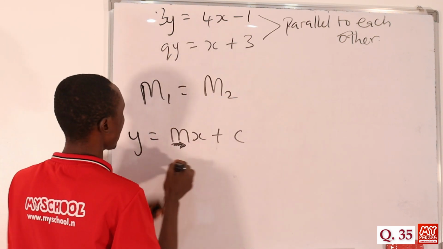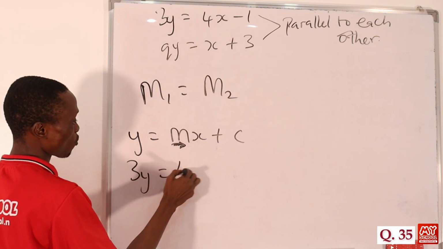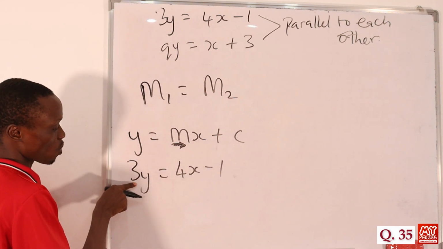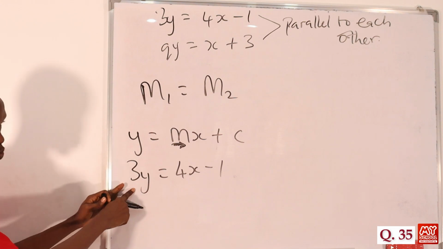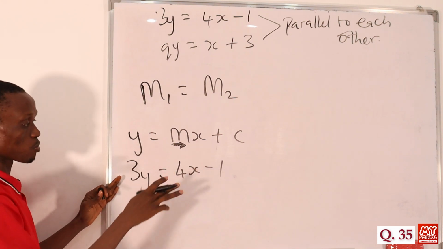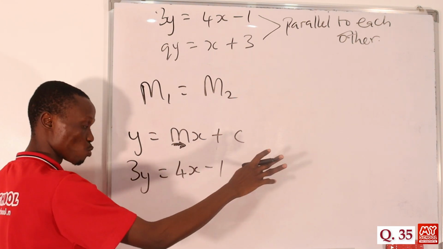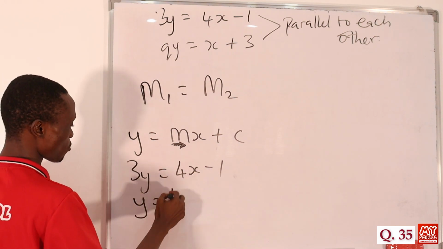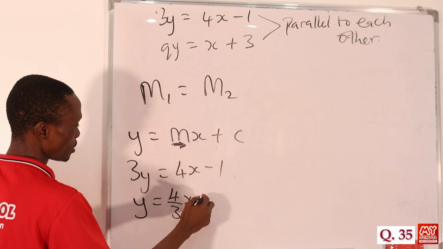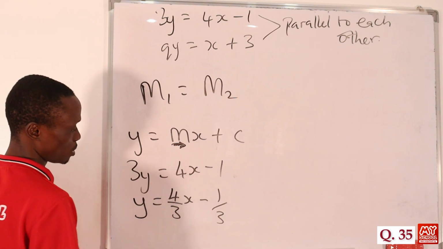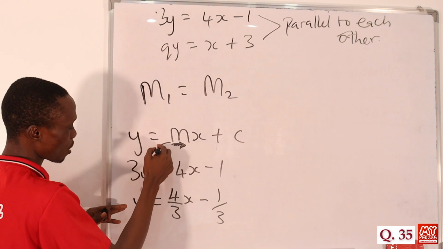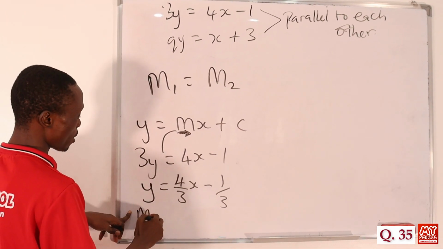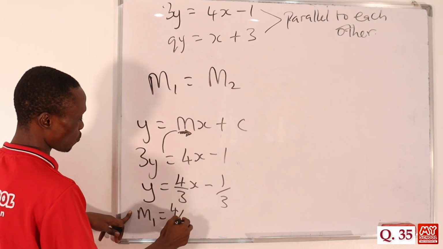To put the line 3y equals 4x minus 1 in this form, we have to make sure that the coefficient of y is equal to 1. To do that, we divide both sides by 3. So here we have y on one side, and on the other side we have 4 over 3 x minus 1 over 3. Here we can bring out the gradient of this line. Our m1 is equal to 4 over 3.